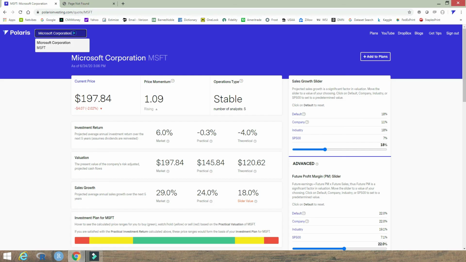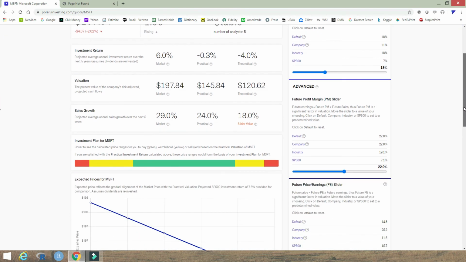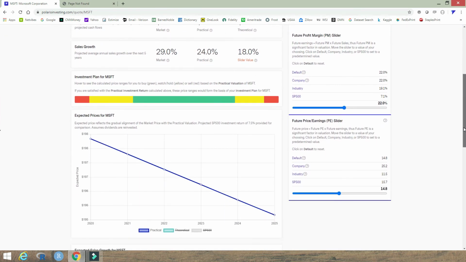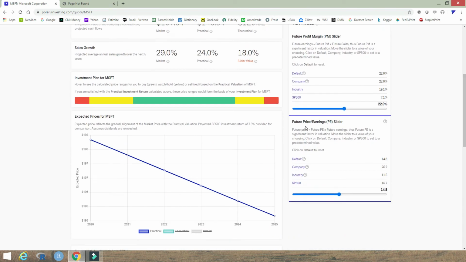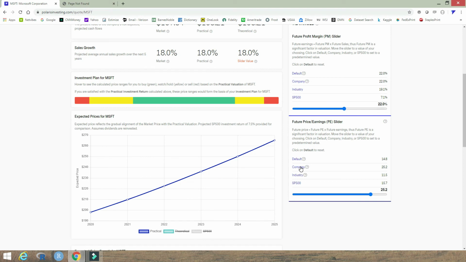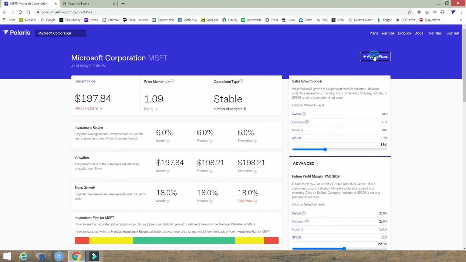This video was originally recorded. The Polaris website has been updated to include some additional sliders and also capturing some additional information when a plan is added. One of the new sliders is the future price earnings ratio. So here's Microsoft, and let's say that instead of using the default PE of 14.8, we want to change it to what the company has been doing recently in terms of PE, namely 25.2. So I'm going to add that to plans.